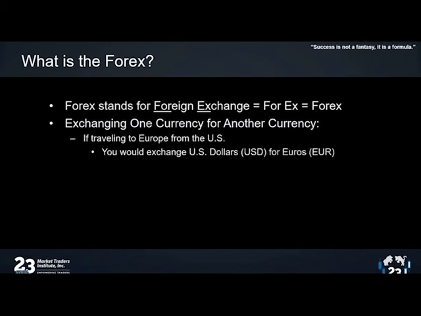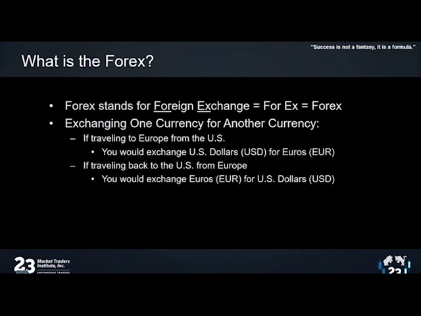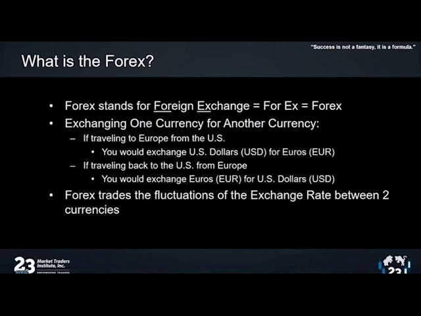Now, I talked about that. I recently traveled over to Europe. So for example, I had US dollars and I had to exchange those for euros. That's Forex. That's all it is, trading one currency for another. Well, then when I came back home, I didn't spend all the euros, so I exchanged the euros back for US dollars, okay? So that's all the Forex market is. And the Forex trades the fluctuations of the exchange rate between two currencies.